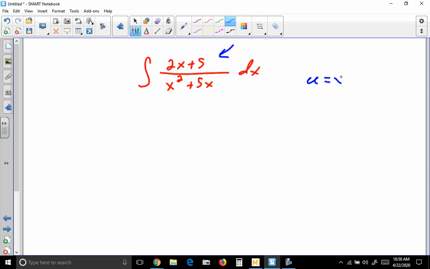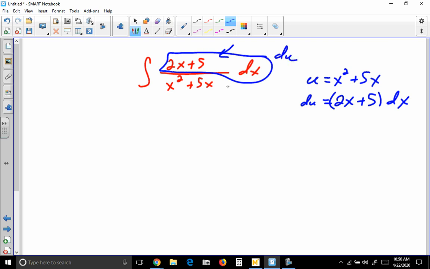Why is that important? Well, if we let the denominator be u, then when we use the power rule to take the derivative, our exponent goes down by 1. So the derivative of the first term is 2x. The derivative of the next term is 5. So 2x plus 5 dx, that is du. So there's our du. That's u. So that integrates into natural log absolute value of u. And u is x squared plus 5x. And then we have our plus c.